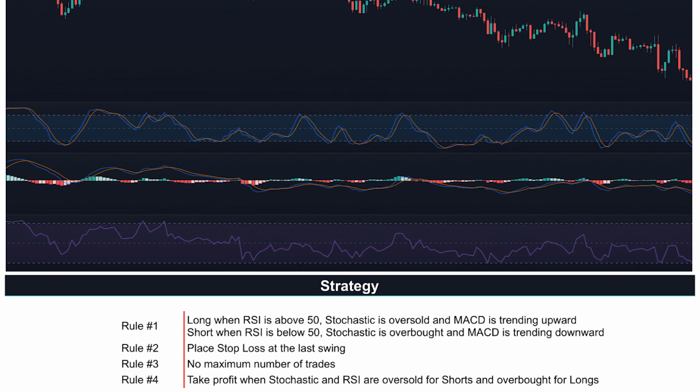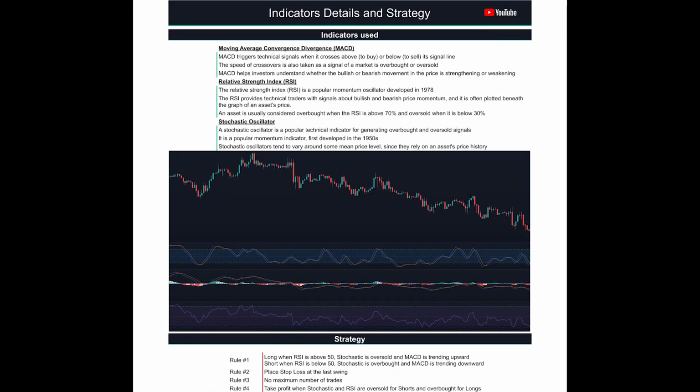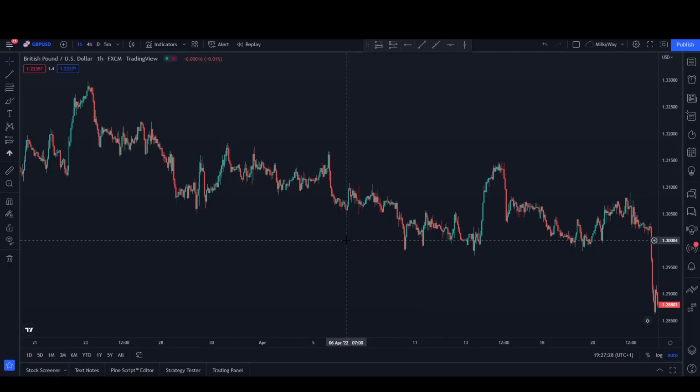We don't have a maximum number of trades that we can have open at all times. And the last rule is that we take profit when the stochastic and the RSI are oversold for short positions and overbought for long positions. So let's get on the charts now so I can show you a few examples and then we'll dive into the backtest. All right, so here we are on the charts on GBP USD on the 1-hour time frame.